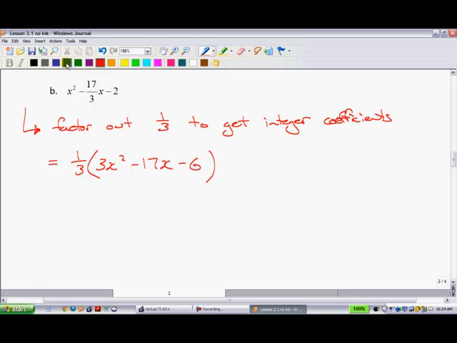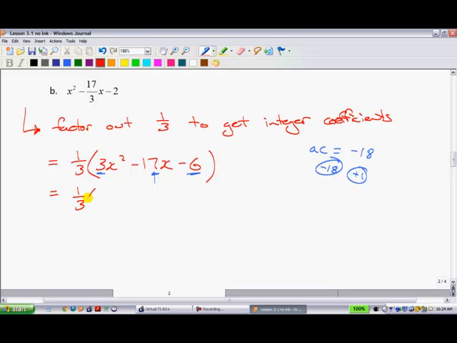Now we're back to the AC method. The AC method says we take our first term times our last term, and it has to equal that middle term right here. So we have 3 times negative 6 is negative 18. Numbers that multiply to give you negative 18 that have a sum of negative 17. Of course, that's fairly easy. It's going to be negative 18 and then a positive 1. Just circle those guys.